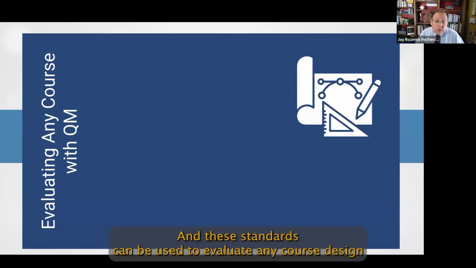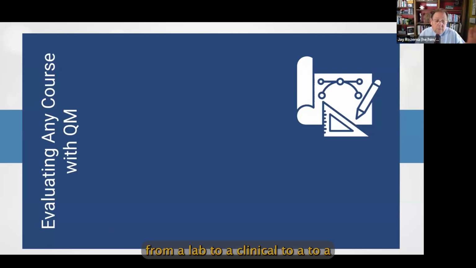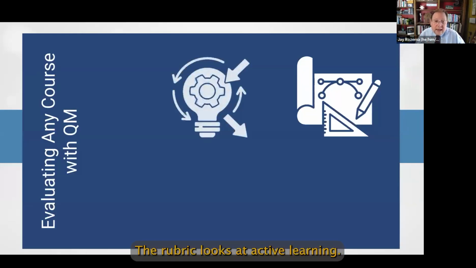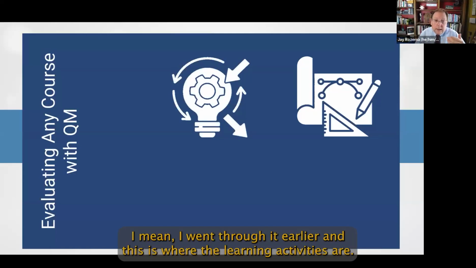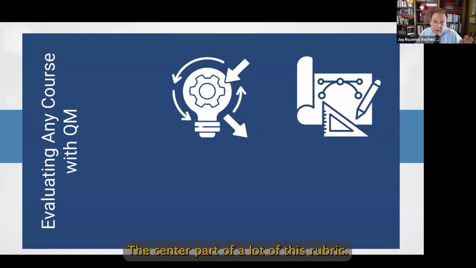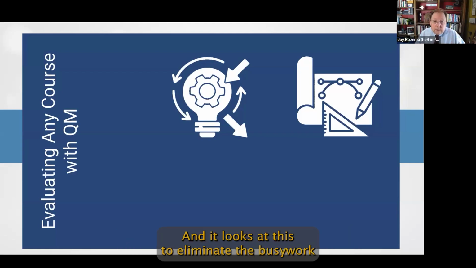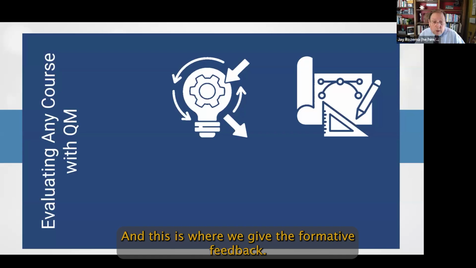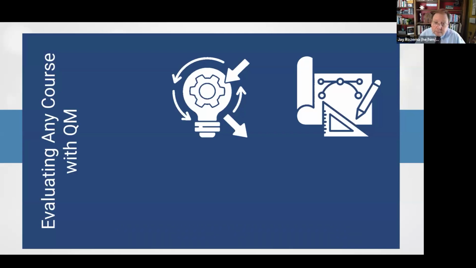And these standards can be used to evaluate any course design, from a lab to a clinical to an in-person to an online course. The rubric looks at active learning. I went through it earlier, and this is where the learning activities are the center part of a lot of this rubric. It looks at this to eliminate the busy work so that students understand why they're doing the activity. And this is where we give the formative feedback.